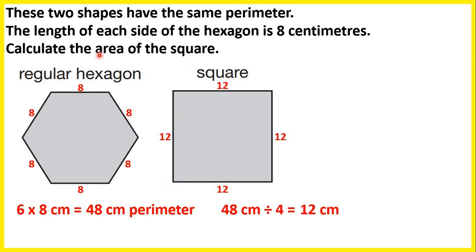Now we need to calculate the area of the square, and to calculate the area of a square, we multiply the side length by itself. So 12 times 12 is 144, which means the area of the square is 144 centimetres squared.